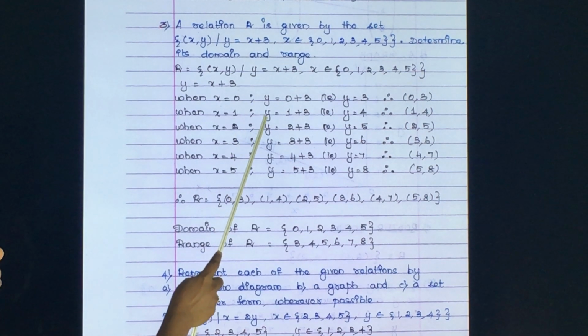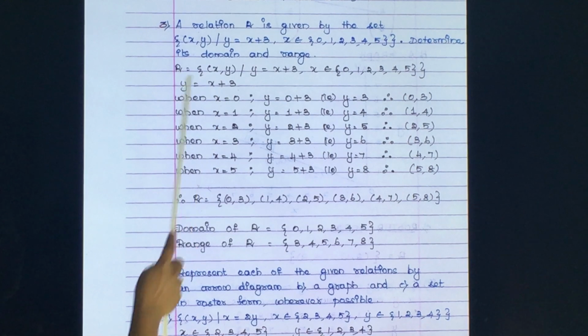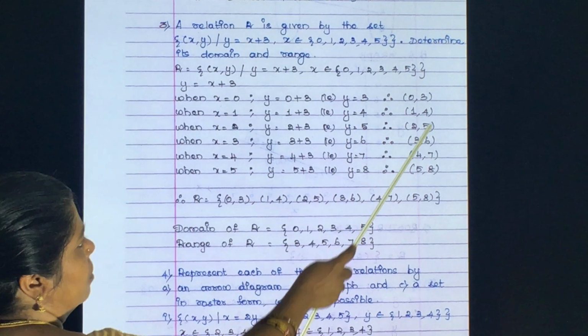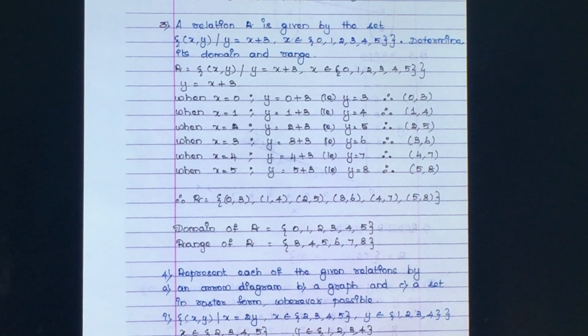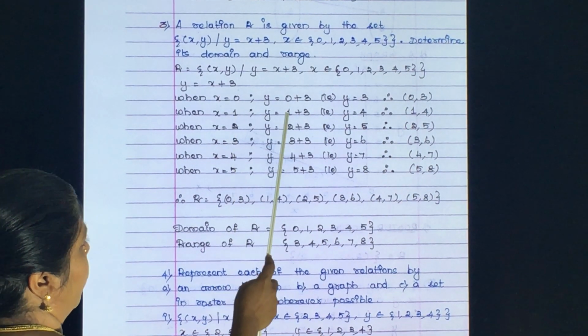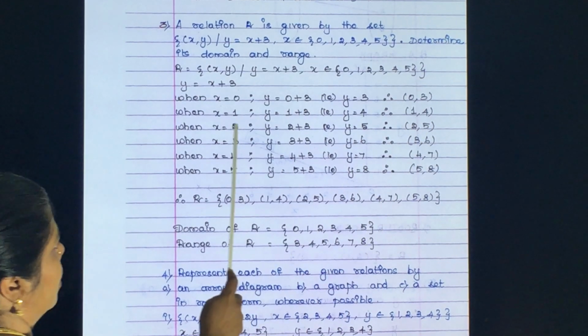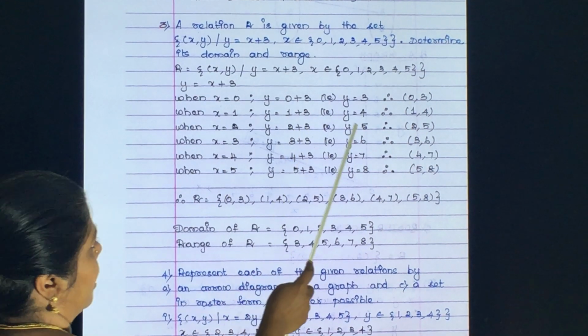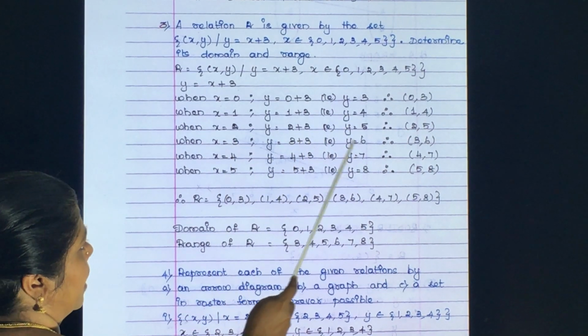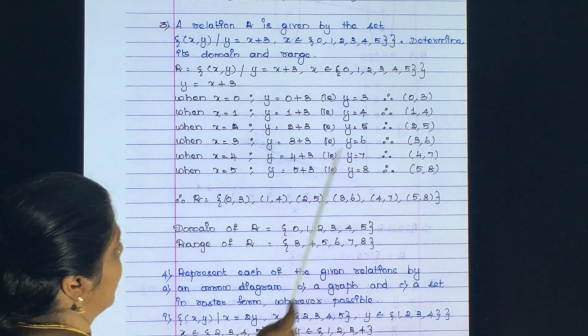In which relation? Y is equal to x plus 3. So keep on substituting here and you will get these y values, and hence you get these ordered pairs. So what you get? 0, 3. When you substitute 1, 1 plus 3 is 4, so 1, 4. When you substitute 2, 2 plus 3, 5, so 2, 5. Substitute 3, it is 3 plus 3, 6. So the ordered pair is 3, 6.